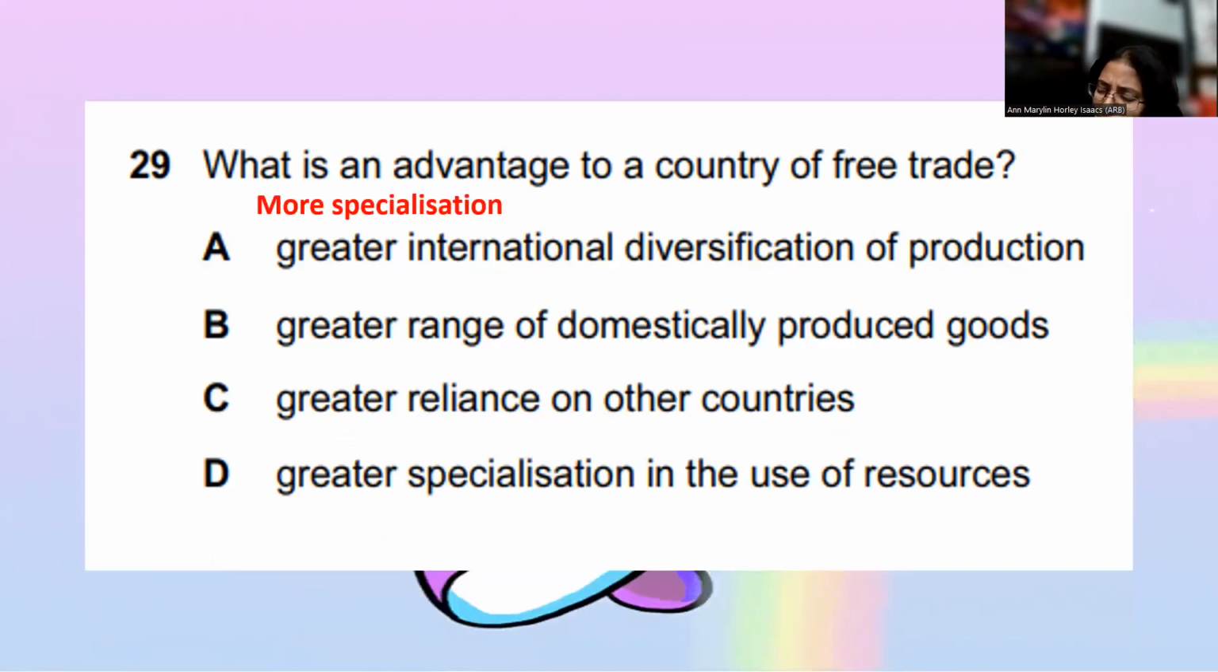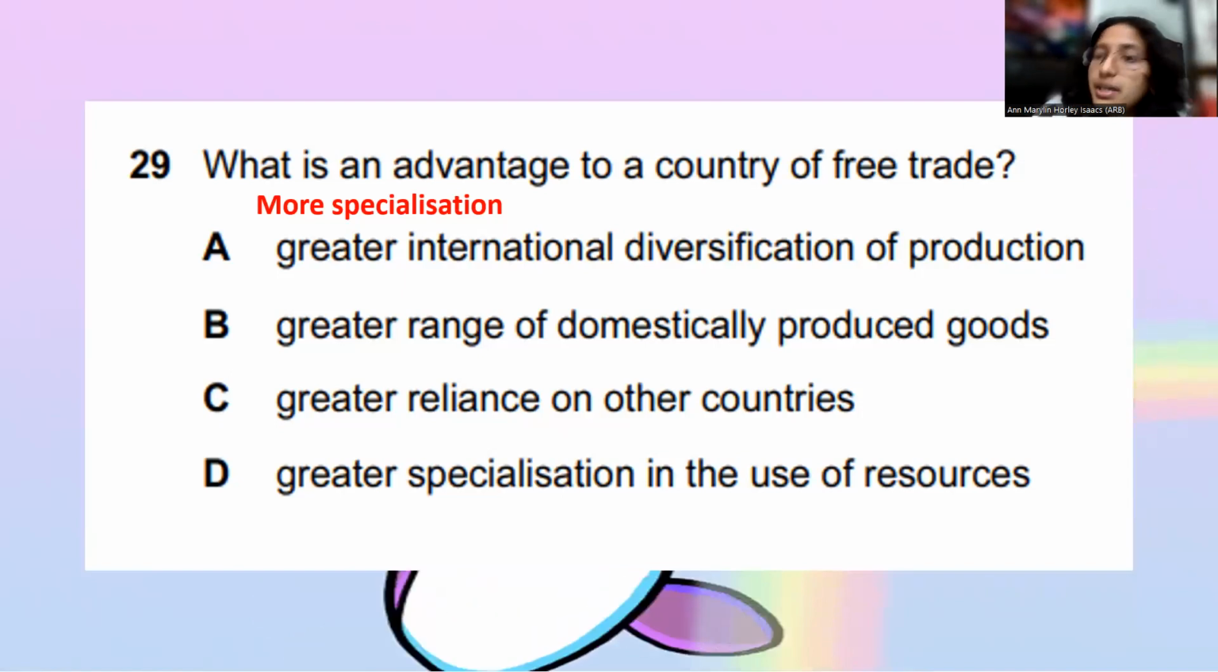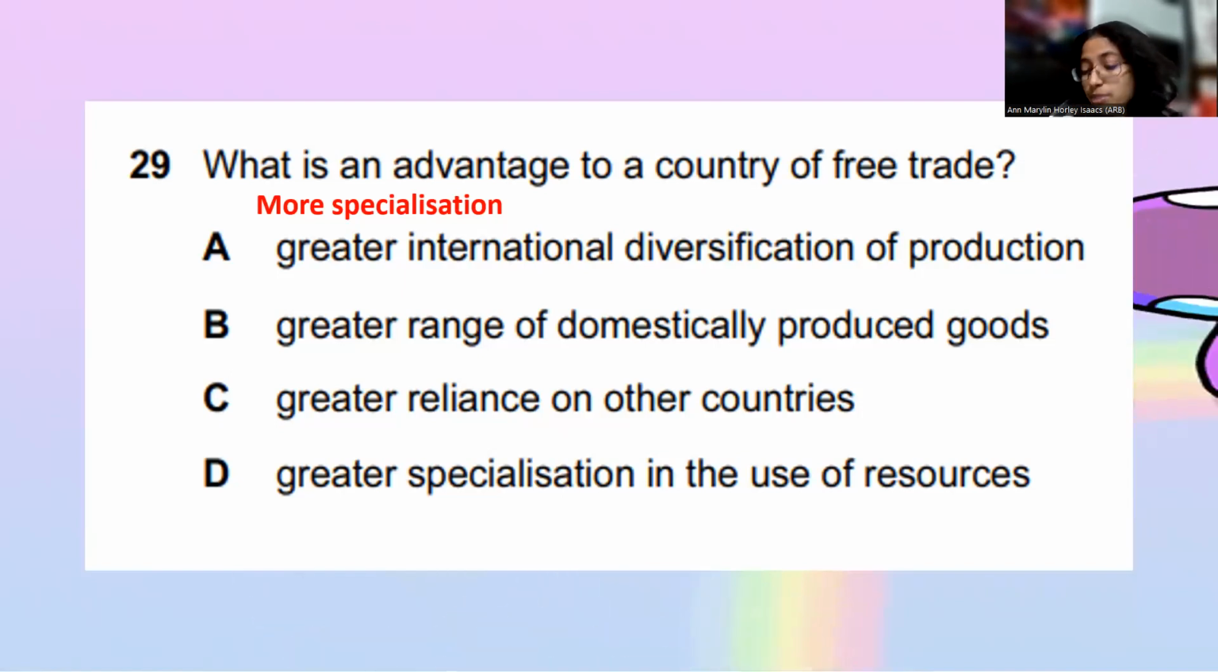Usually when a country is able to choose what they want to trade in, because it's free trade, right? You can choose what you want to trade, what you don't want to trade. You would generally pick what you're good at doing, which means you specialize. So will there be more diversification? No, you tend to specialize.